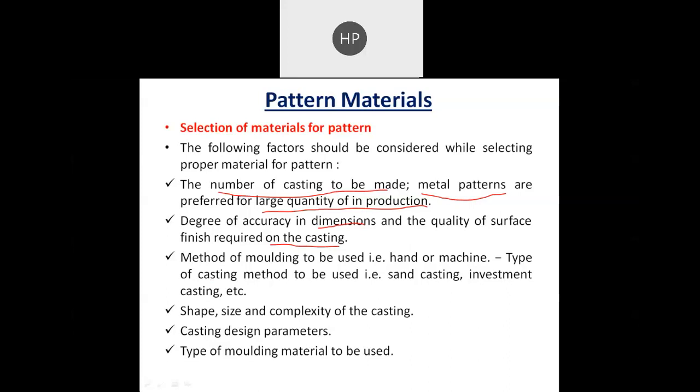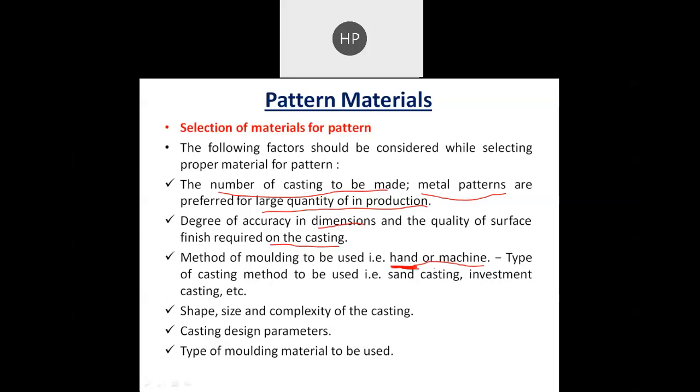Then the method of molding to be used, hand or machine. Either we are going for hand molding or machine molding. As we already discussed in the advantages of casting, it is mechanized and useful for mass production. So in that case we require a pattern which is different. And if we want to make it by hand, then it is not mass production, but it is still used to produce a product. So in that case the material required is different.